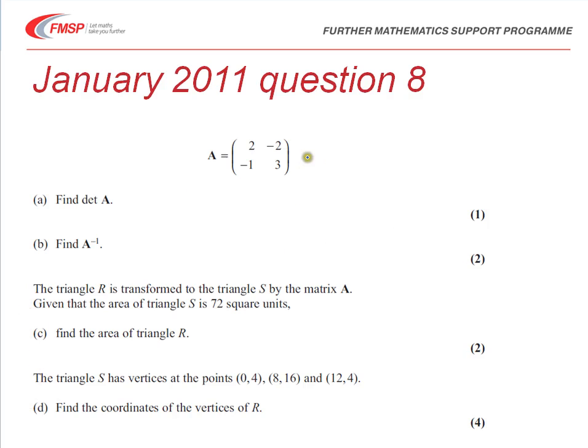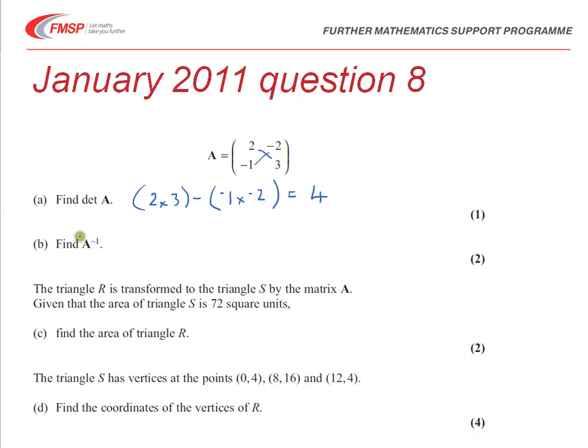The determinant of A, simple statement, we're multiplying together the leading diagonal and subtracting from it the other diagonal multiplied together. You don't need to write it out fully, but it's 2 multiplied by 3 and then minus negative 1 multiplied by negative 2. So that gives you a determinant equal to 4.